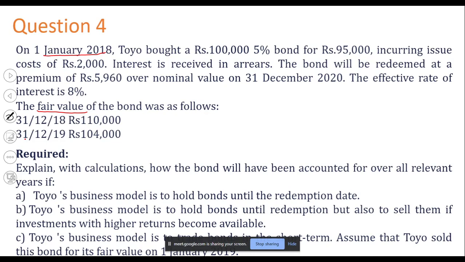Required: explain with calculation how the bond will have been accounted for over all relevant years if, first one, Toyo's business model is to hold the bond until the redemption date. That means amortized cost asset. Why? You keep the instrument until it matures.